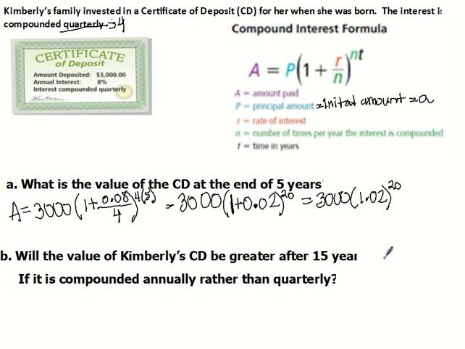Now, in my calculator, I'm going to go 1.02. I'm going to raise it to the 20th power. It's 1.4859, really big decimal. So again, I'm not going to clear it. I'm going to go times 3,000, and it's going to be about 4,457. Oh, I lied. Sorry, I put my comma in the wrong place.